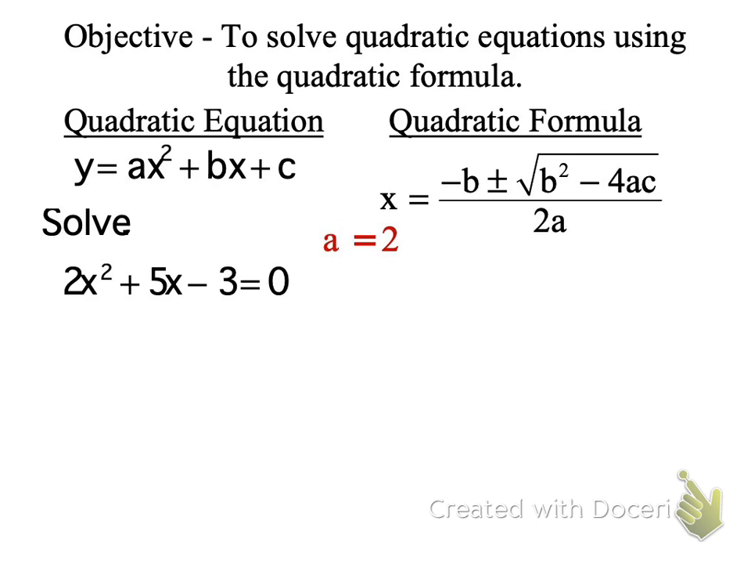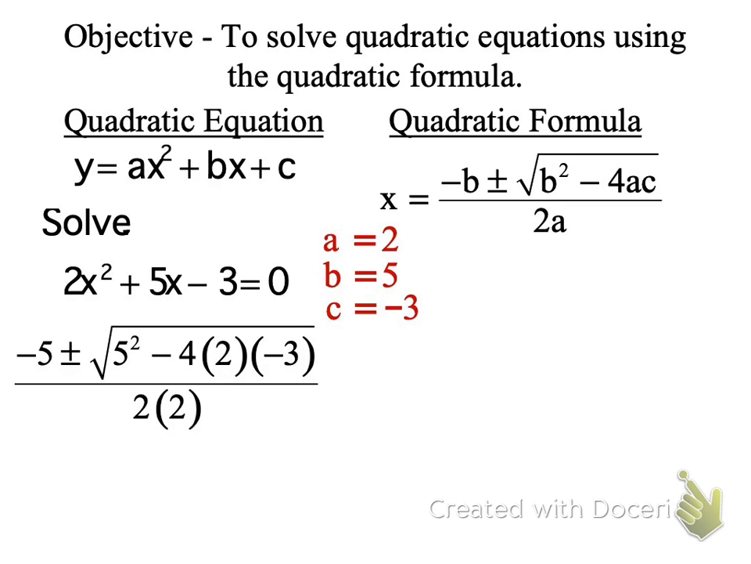My b is 5, and my c is negative 3. Notice it owns the sign in front of it. And then we substitute in. So I'm substituting x equals negative b, which is negative 5, plus or minus the square root of 5 squared minus 4 times 2 times negative 3, all over 2 times 2.